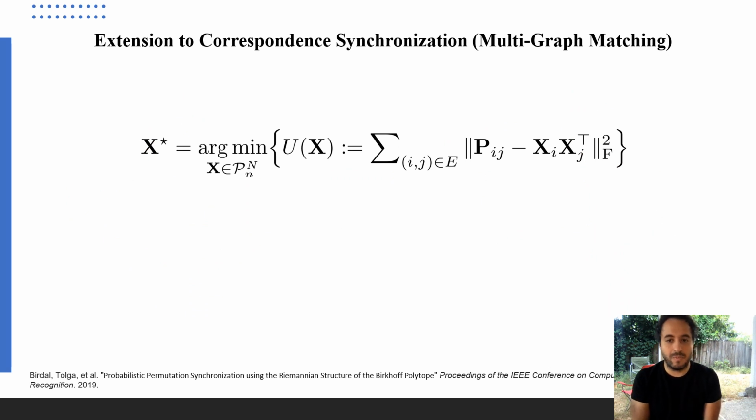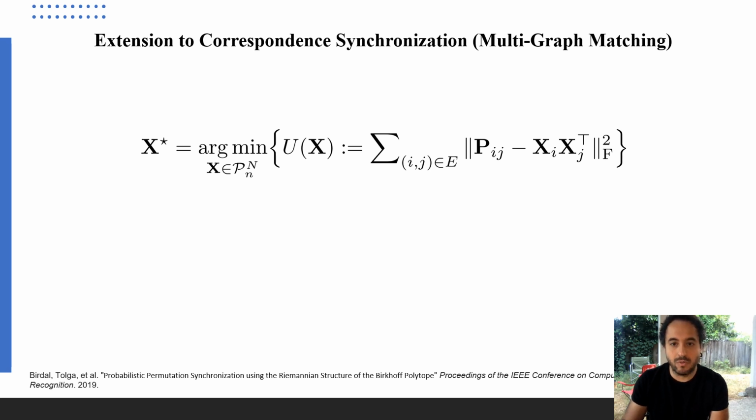So consider this problem now. We are given relative permutation matrices between two shapes, two images. These are just correspondence matrices, where the number of elements is equal in both images. And we are looking for these absolute maps, these xi. These are also permutations, as you see here, they belong to the permutation group.